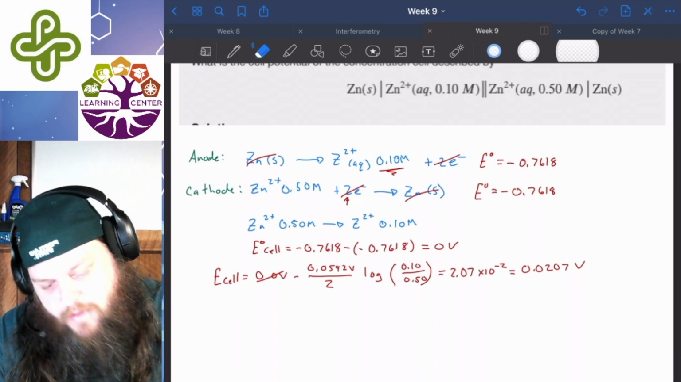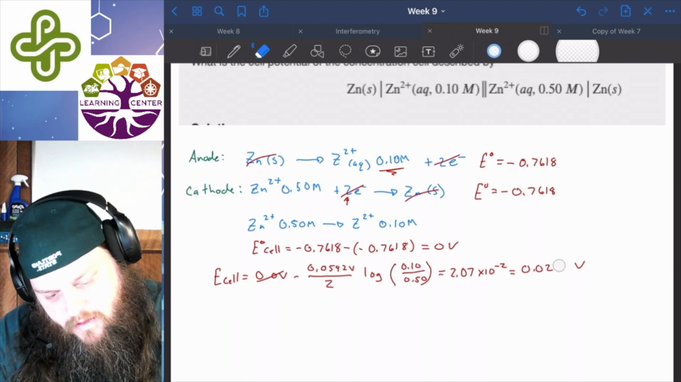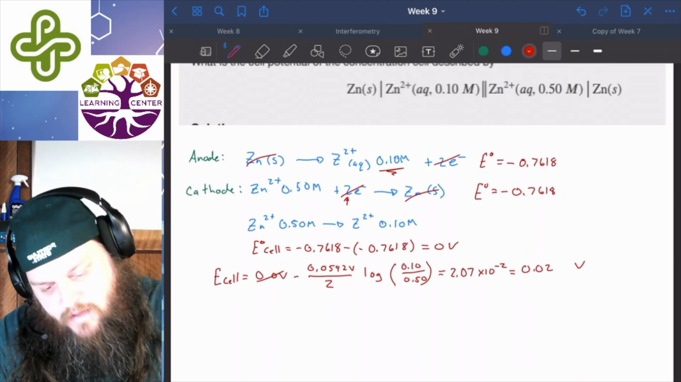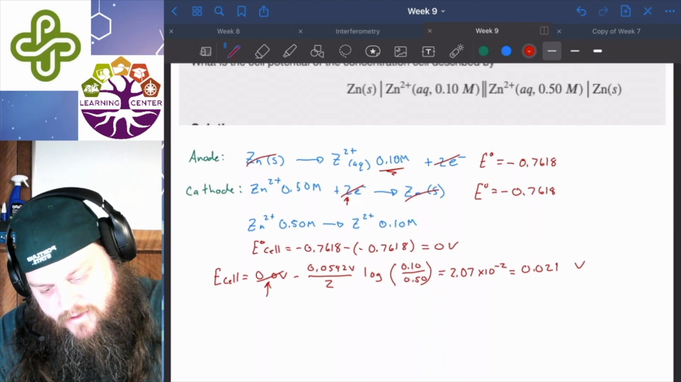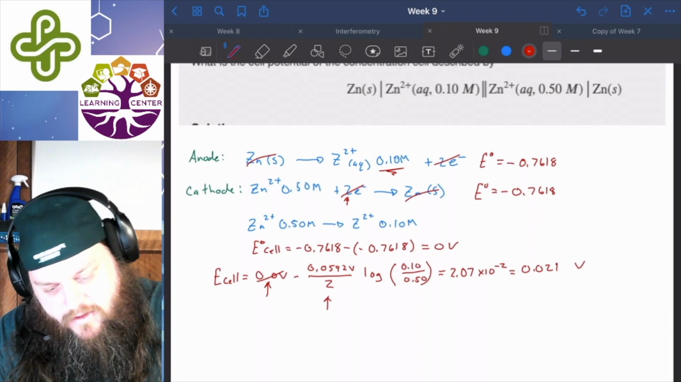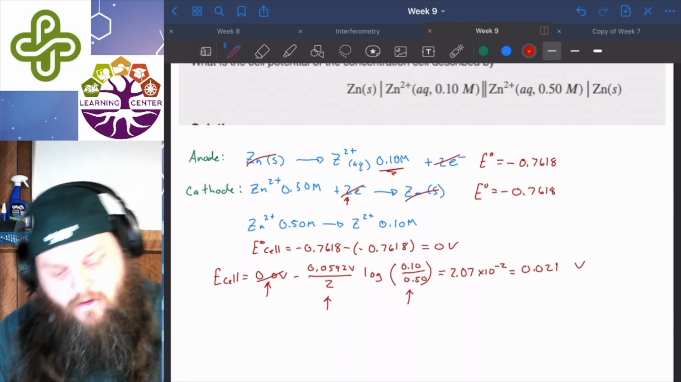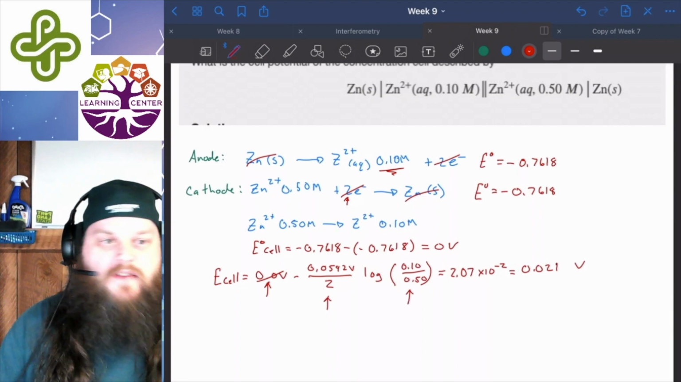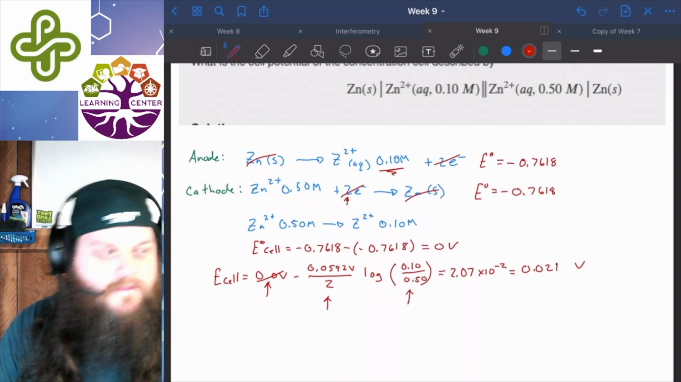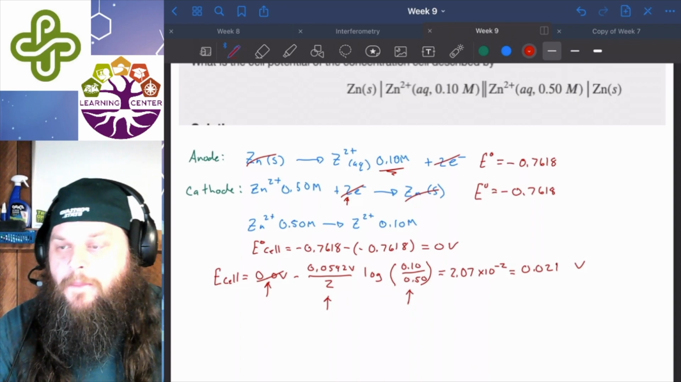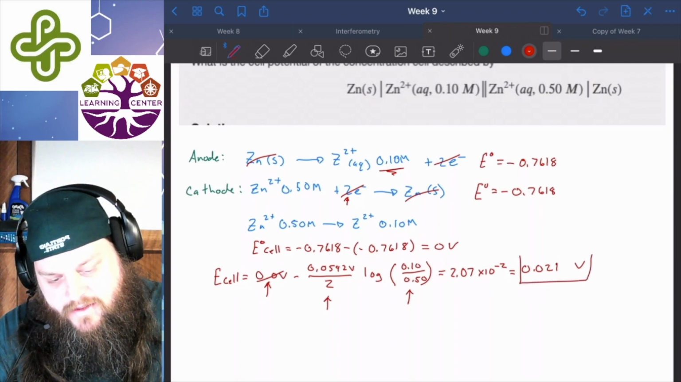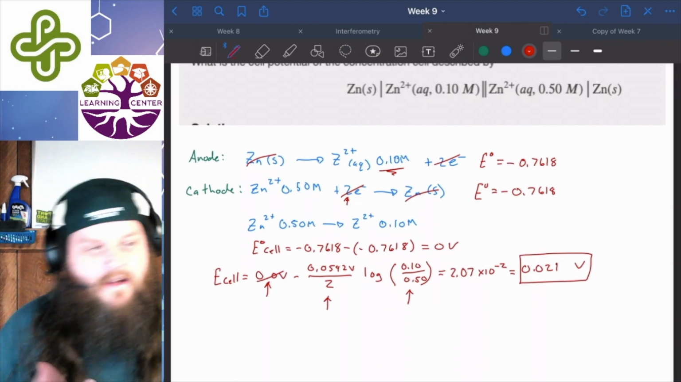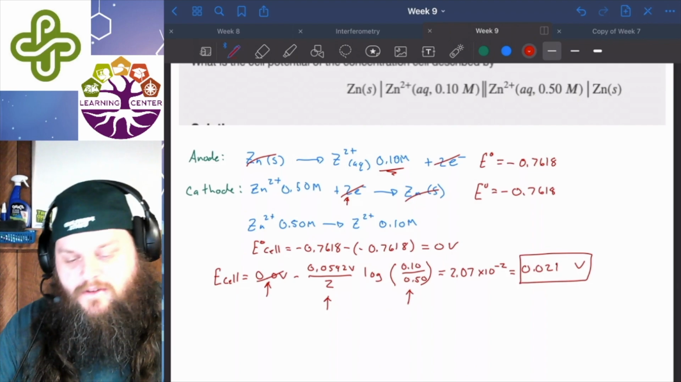And sig figs, probably round to 2 significant figures. The only thing that we really have, this is 0, and these are constants, basically, or integers. So these here are molarities. They're the only things that actually have significant figures. So I'm going to follow those for my sig figs. And that's our solution. That's going to be the energy of the cell for that potential at that concentration, when those concentrations are changing.